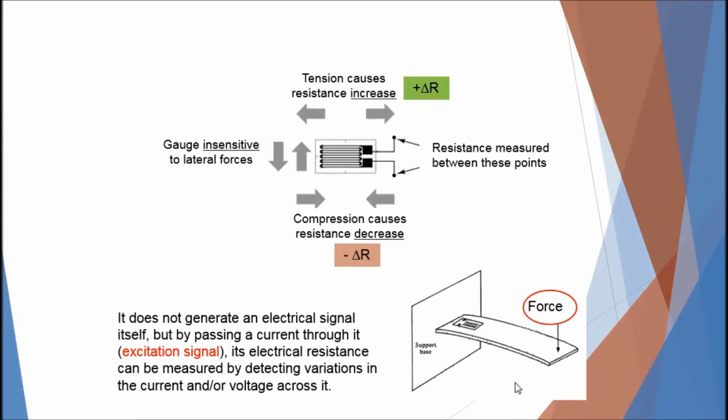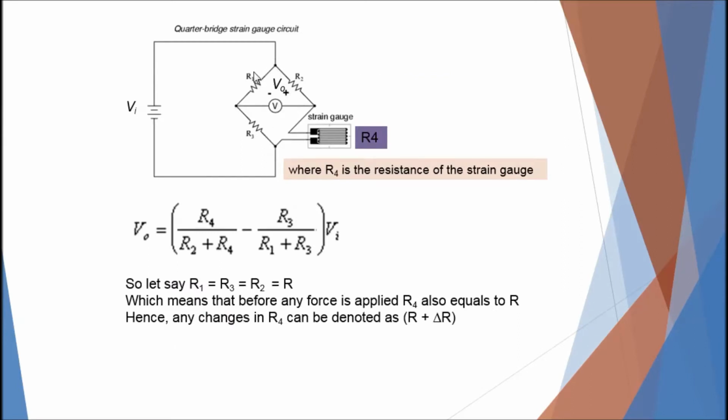But if you compress, meaning that you have a force underneath, the compression will cause the sensor's resistance to decrease. So it's minus delta R. Now, it does not generate an electrical signal itself. By passing a current through it, its electrical resistance can be measured by detecting variations in the current or the voltage across it. So based on that, we are going to measure the voltage.